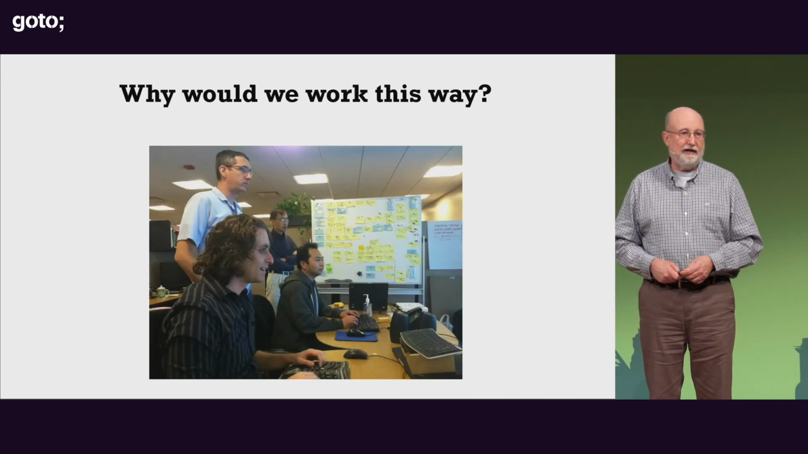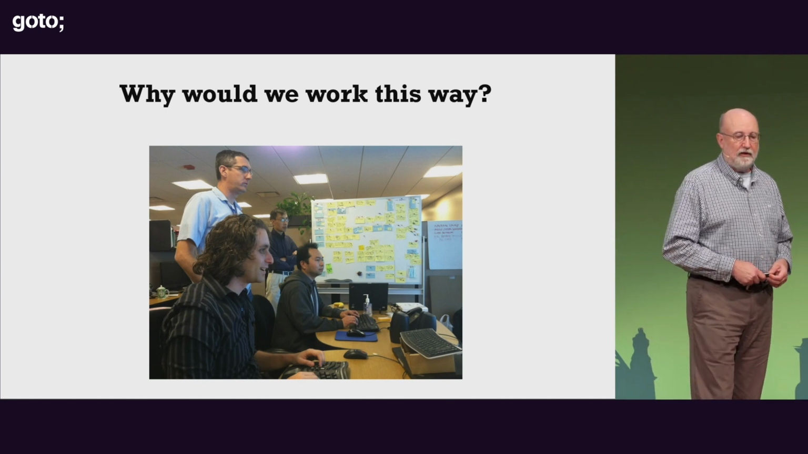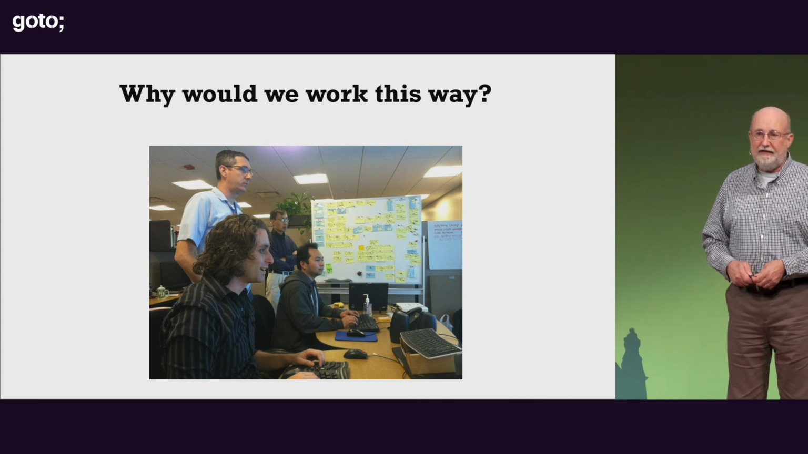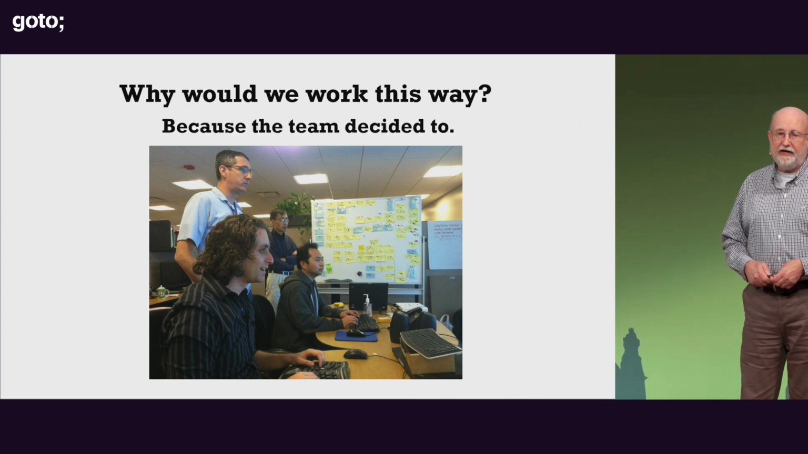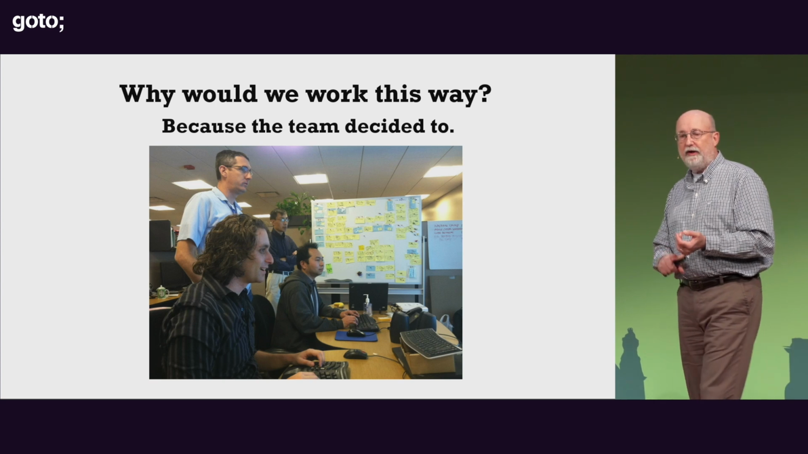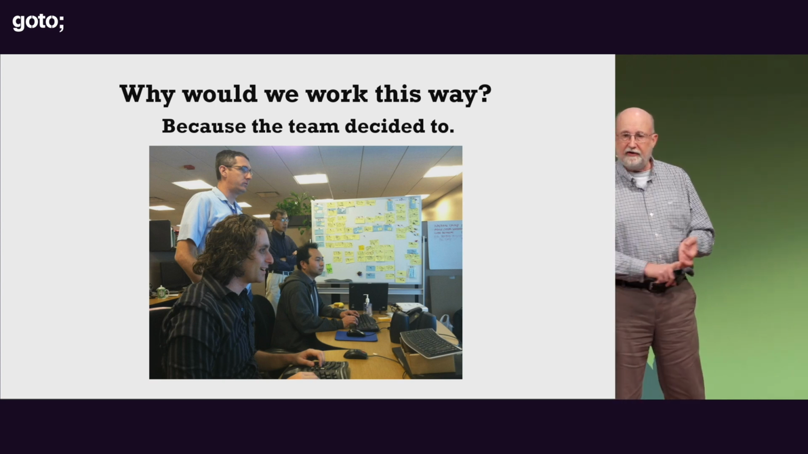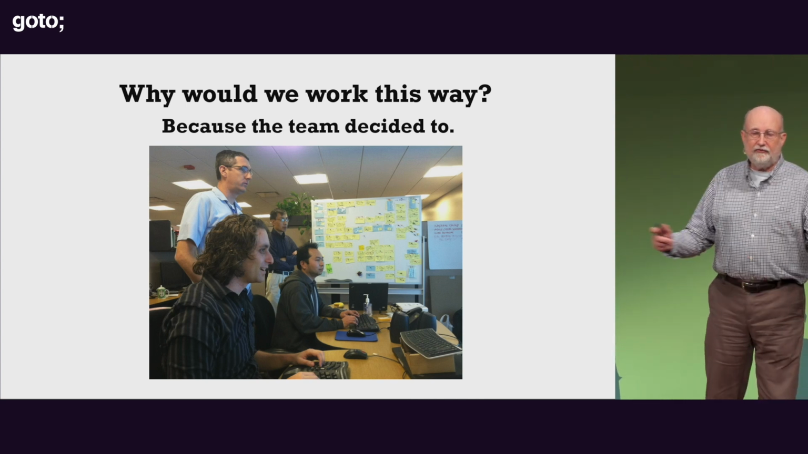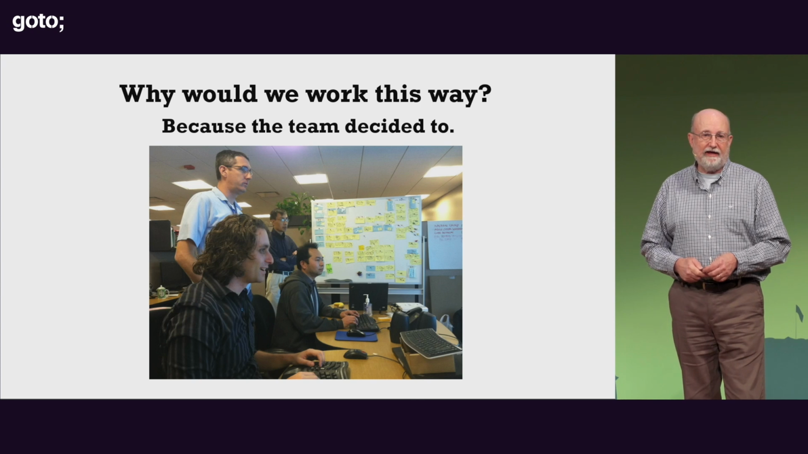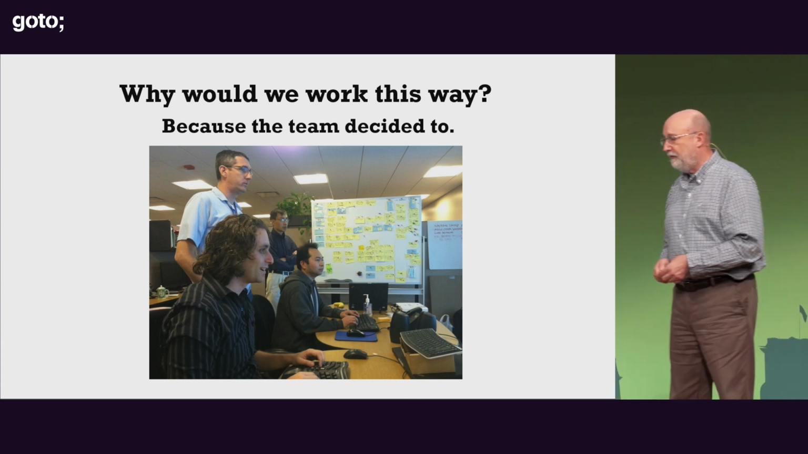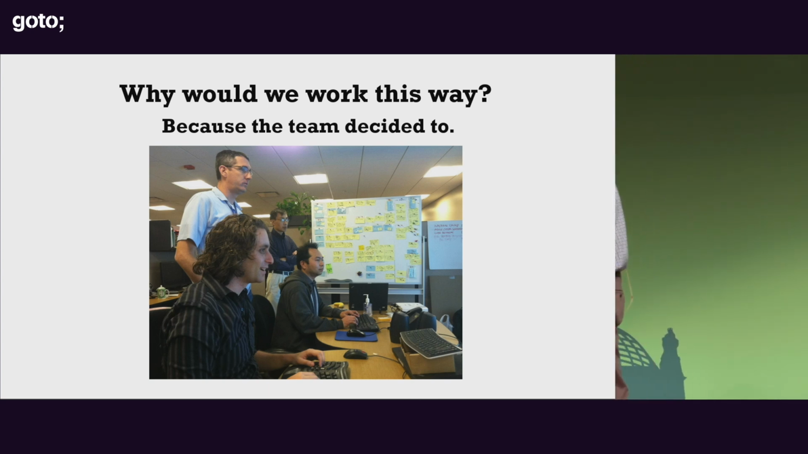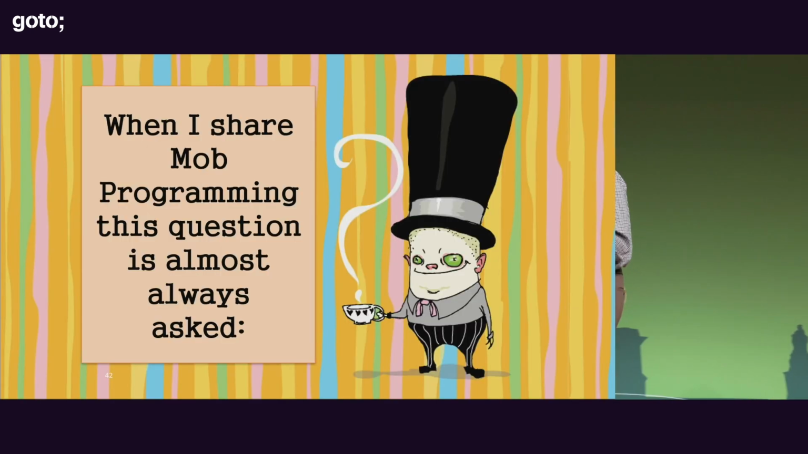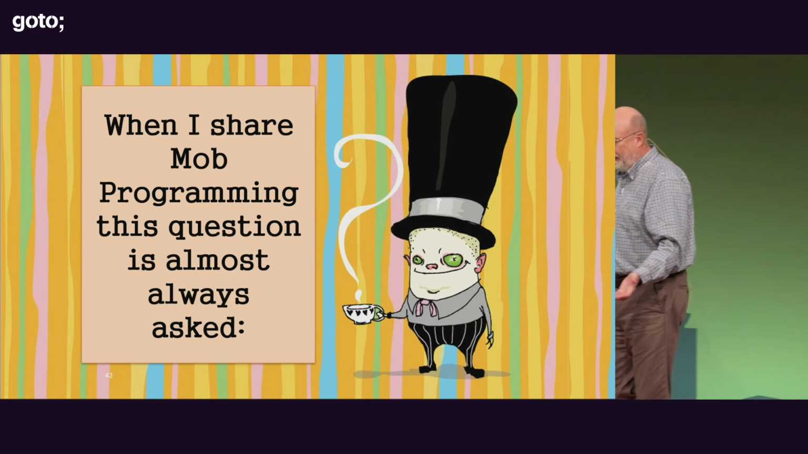But why would we work this way? This little twist on that. This is for the managers here. Why would we work this way? Because the team decided to work this way. We hire these brilliant people, and then we tell them where to sit, who to work with, what they're going to work on, when they're going to come in, when they get to leave. All sorts of stuff we tell them, but the team can figure that out for themselves. That's why it's so much easier to manage a team of people that are doing mob programming as opposed to a bunch of individuals.